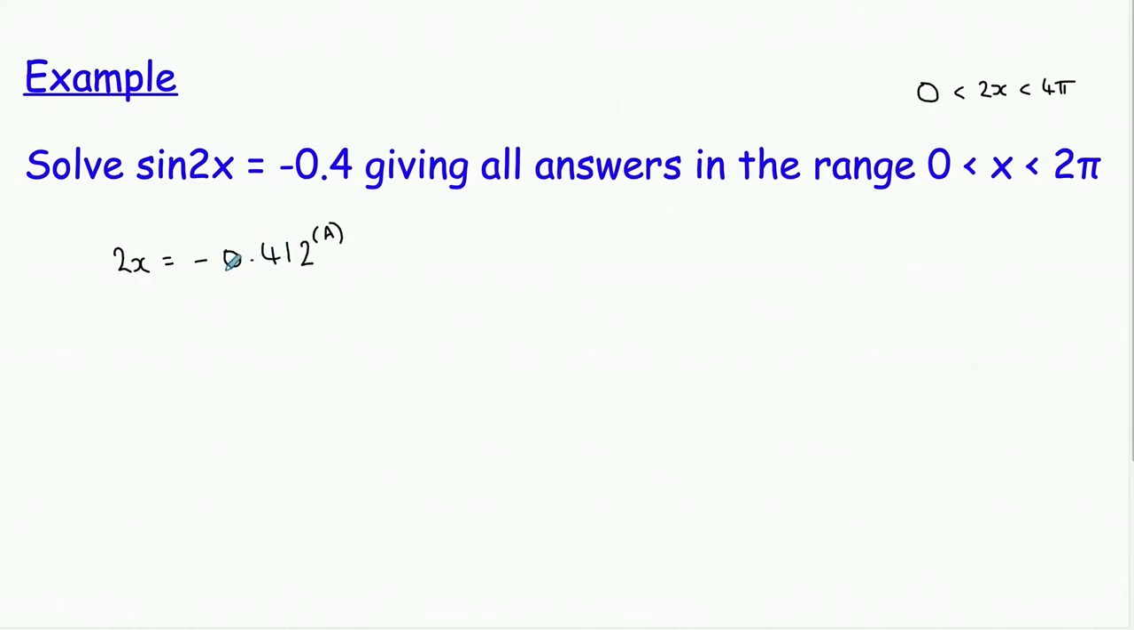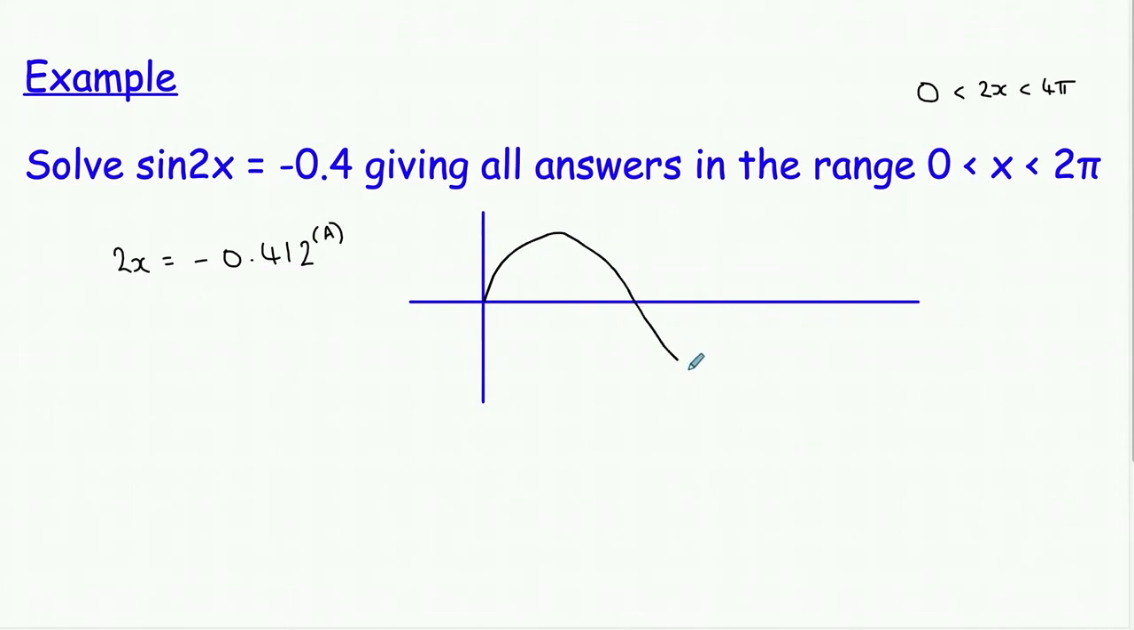That's not actually going to be a very useful answer because that's not in the 0 to 4 pi range. So I'm going to have to discount that number, but I am going to need to use it to get the numbers that I want. So next thing I'm going to do is think about the sine graph. But I'm going to draw it for 0 to 4 pi. It's a bit wobbly, but it'll do.